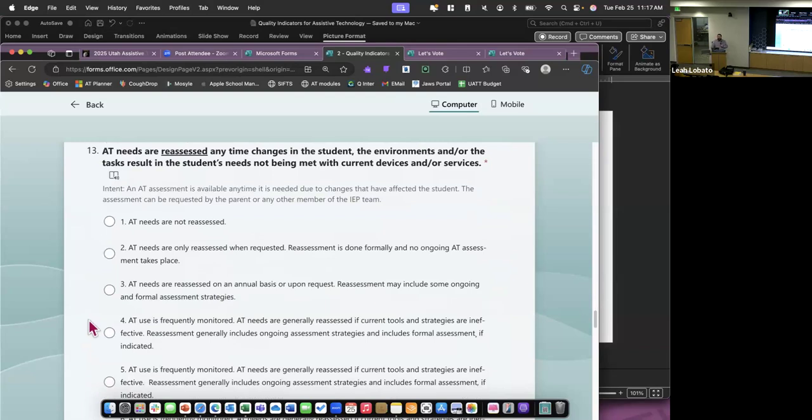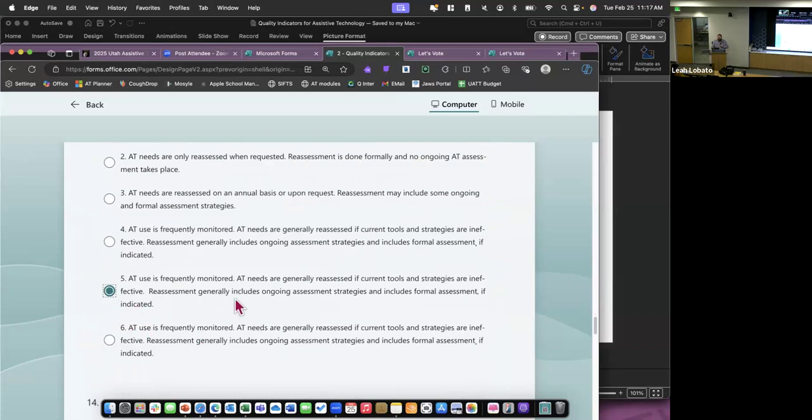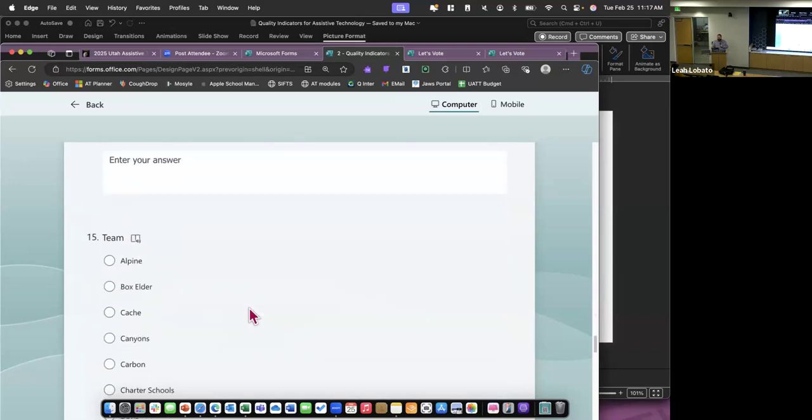AT needs are reassessed anytime the student changes. That's just going to be on our typical timeline of a year. So AT is frequently monitored for progress on that one.